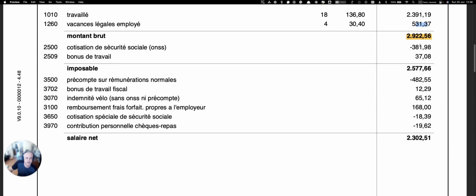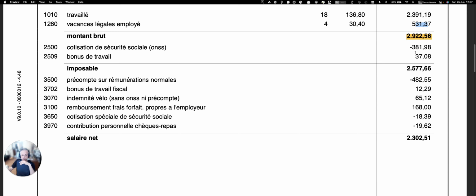So here you can see 381.98. This is the normal social security contribution, and it represents 13.07% of your gross salary. And this percentage is what everybody as an employee gets taken out, 13.07%. So it's not linked with the level of salary that you get or anything like this. Everyone, except if you have a very, very low salary, the percentage would be the same for everyone. So that's one thing.